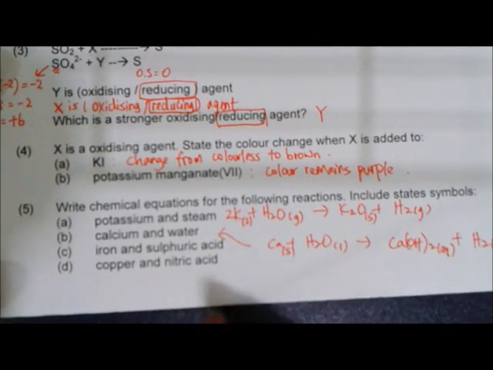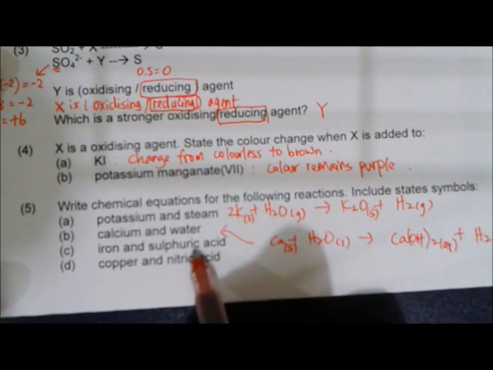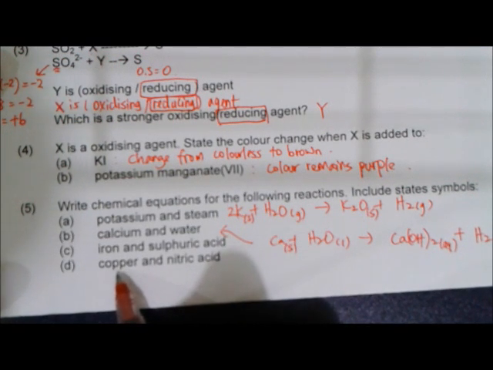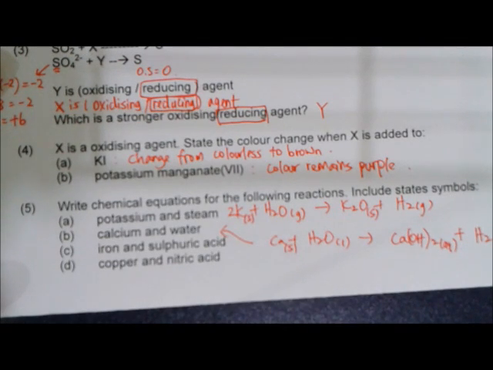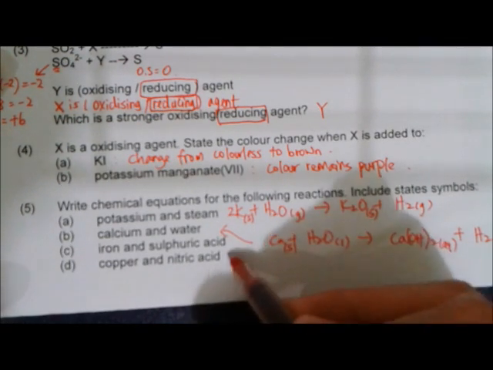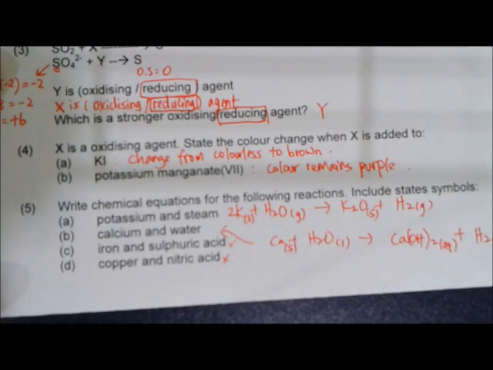Okay, so the other two, iron and acid, there will be a reaction. But for the last one, copper and nitric acid, there won't be any reaction, because the last metal in the reactivity series that reacts with acid is iron. Copper is below iron in the reactivity series, so this one no reaction. This one there will be a reaction.